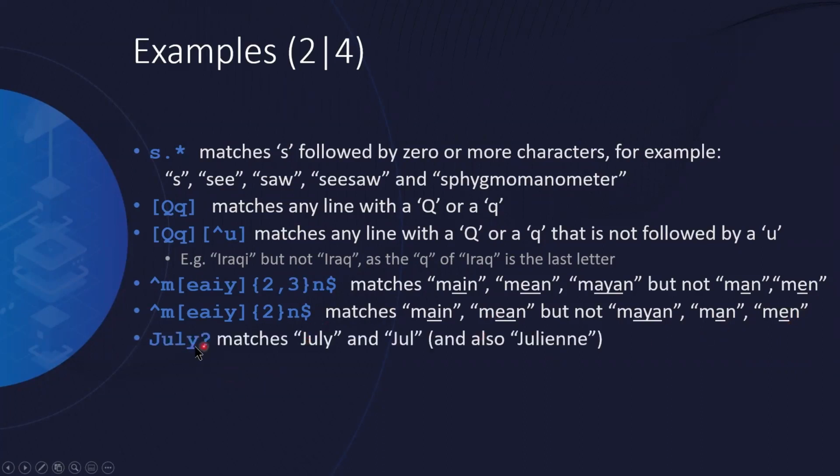So here, I'm looking for capital J, U, L, and 0 or more optional Ys. So it would bring up July and Jule, but because there's no end clause, it would also match Julienne, because there's a J, U, and an L, and there's nothing after it.